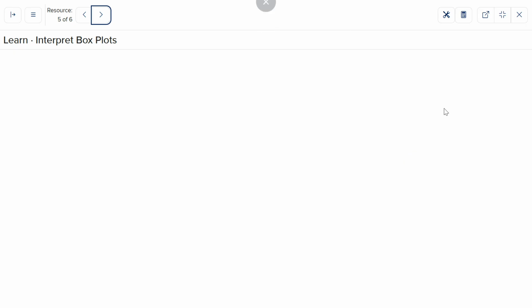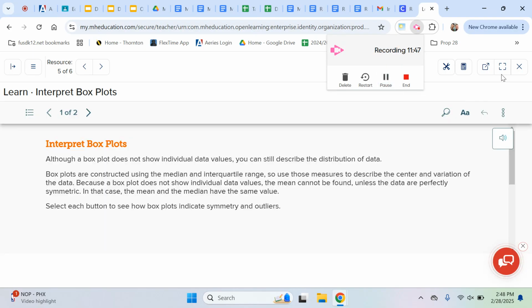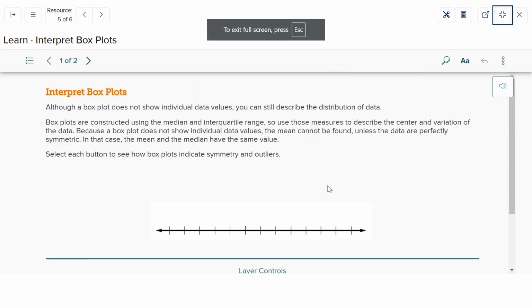Can you load faster, McGraw-Hill, please? Okay. Okay, literally every time I go to pause the recording while I wait for it to load, it loads right away. So anyway, interpret box plots.